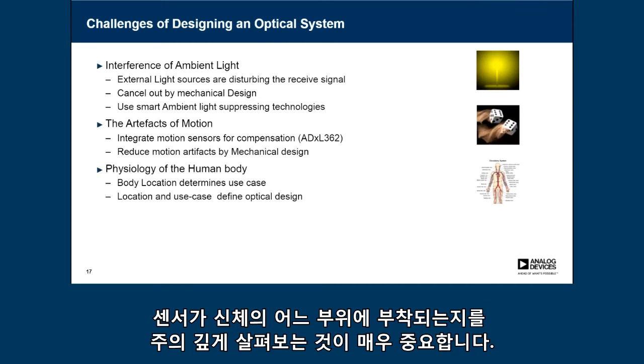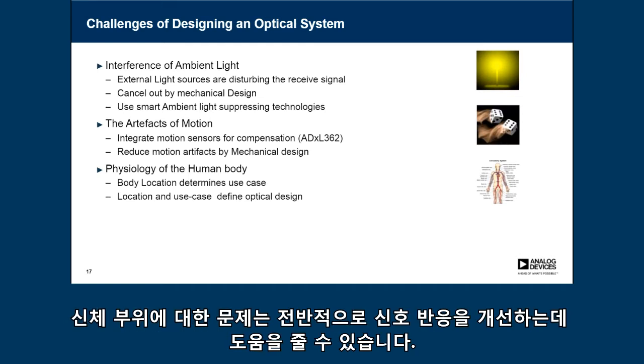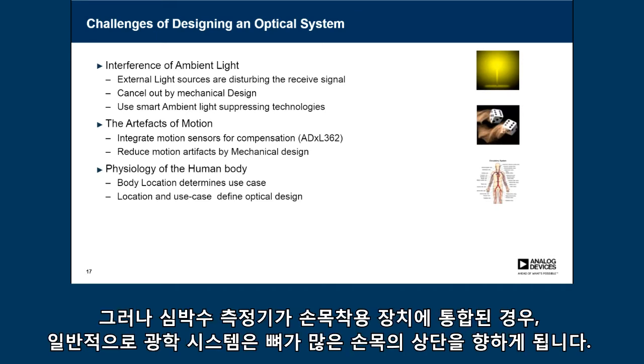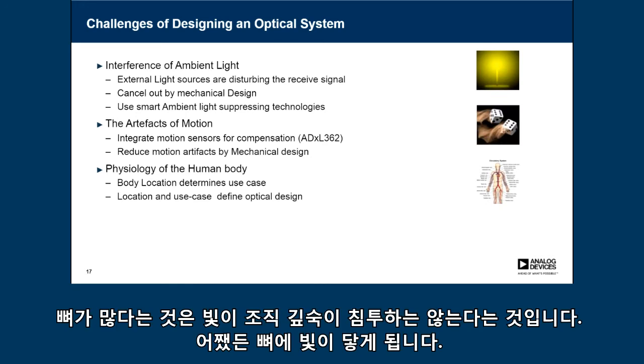Also, for an optical system, you need to take into consideration the physiology of the human body. It's very important that you look carefully at where you have the sensor placed on the body, and the position on the body could help you to improve the overall signal response. You can do heart rate on the wrist, and that's one of the use cases that we see a lot. But if you have a heart rate monitor integrated in a wrist-worn device, usually you have your optical system facing the top of the wrist, where you have a lot of bone. And if you have a lot of bone, it doesn't make sense to have a light that penetrates very deep into the tissue, since then you hit the bone anyway.